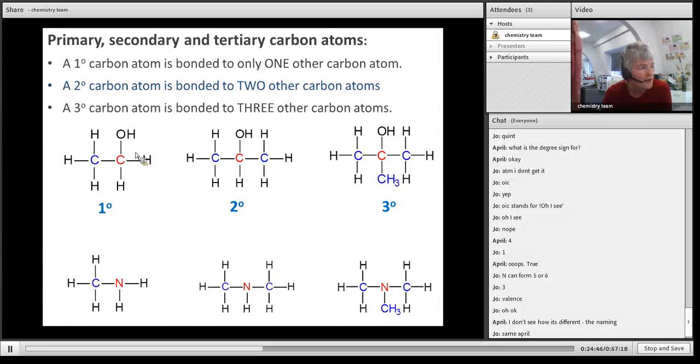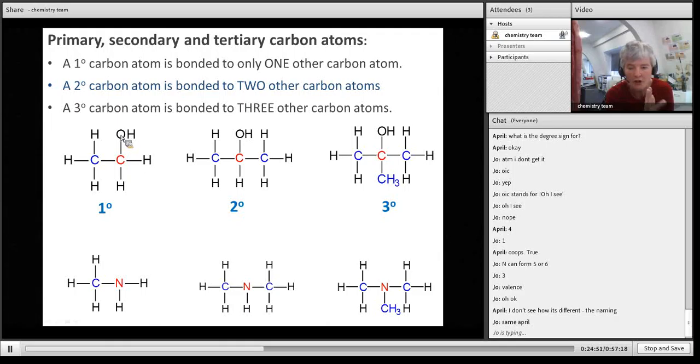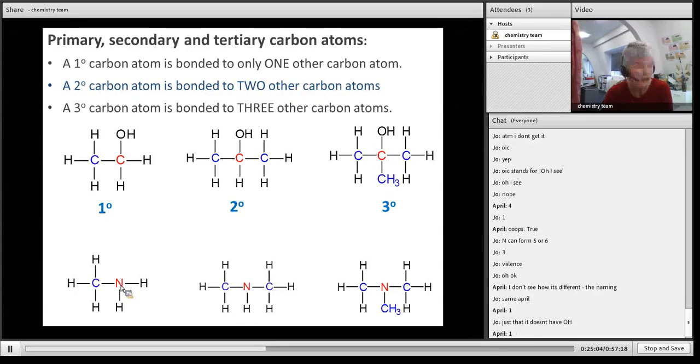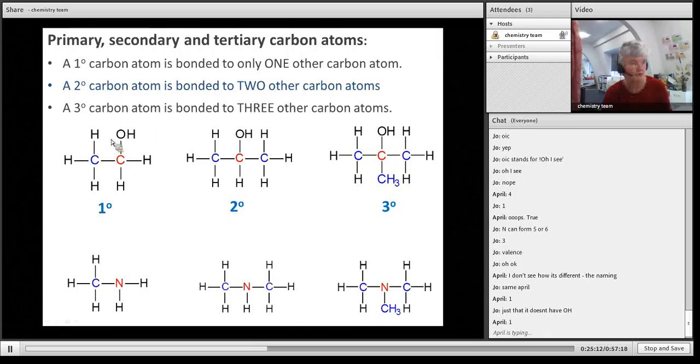Okay, with the OH, is the OH attached to 1, 2, or 3 carbons? Or is the OH always attached to 1? Okay. Here with the N, is the N attached to 1, 2, or 3 carbons? Yeah, so here it's 1, there it's 2, there it's 3. Whereas here, the OH can only ever be attached to 1 carbon. So what I'm trying to say is when I've got a haloalkane or an alcohol, I look at the carbon it's attached to before I work out if it's a primary, secondary, or tertiary.